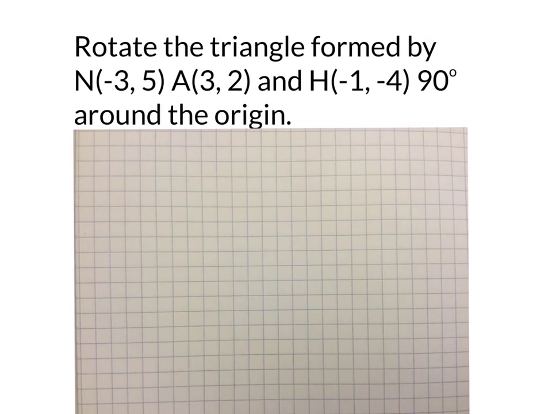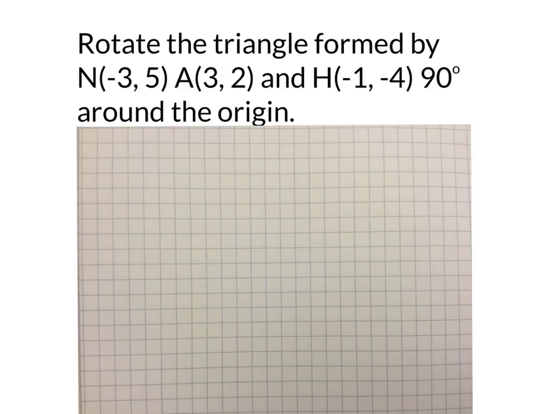Okay, so here's an example. We want to rotate the triangle formed by these 3 points around the origin. So first, in order to do this, I have to make a coordinate plane. So there's my y-axis. Here's my x-axis. This is my origin at (0, 0), so that's going to be my point of rotation. In fact, I'll put that in a new color.